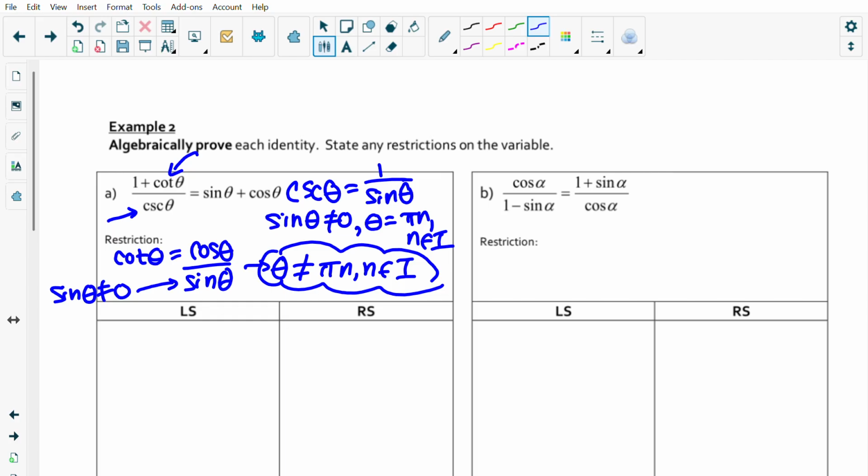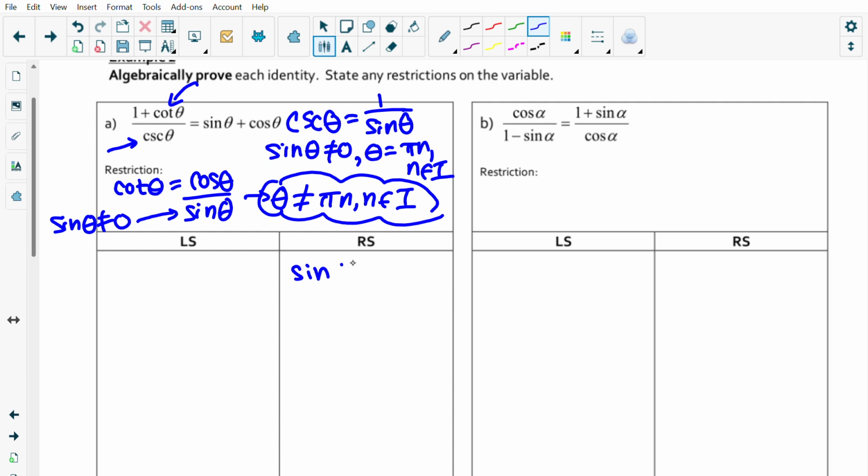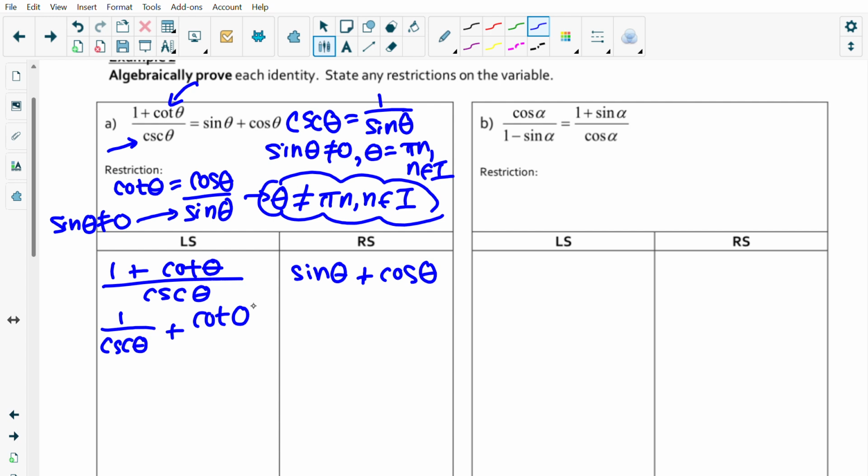Okay, 1 plus cotangent of theta over cosecant of theta equals sine of theta plus cosine of theta. Let's prove this identity. The right side is sine of theta plus cosine of theta. The left side, let's take a look at what identities we can possibly use. So 1 plus cotangent of theta over cosecant of theta. Let me separate the fraction. Let me split it up: 1 over cosecant of theta plus cotangent of theta over cosecant of theta.